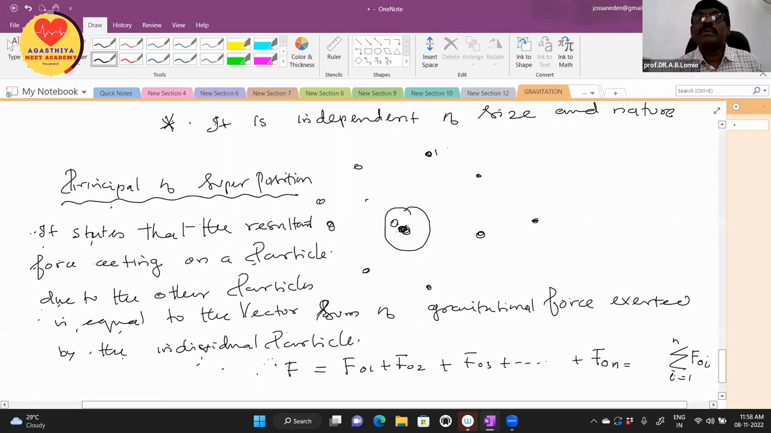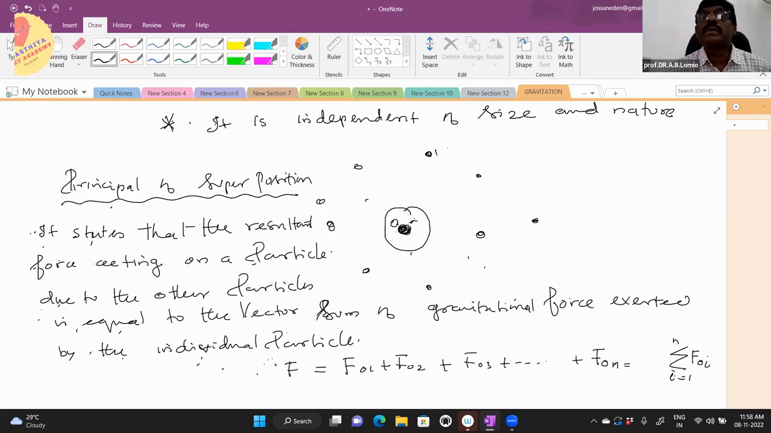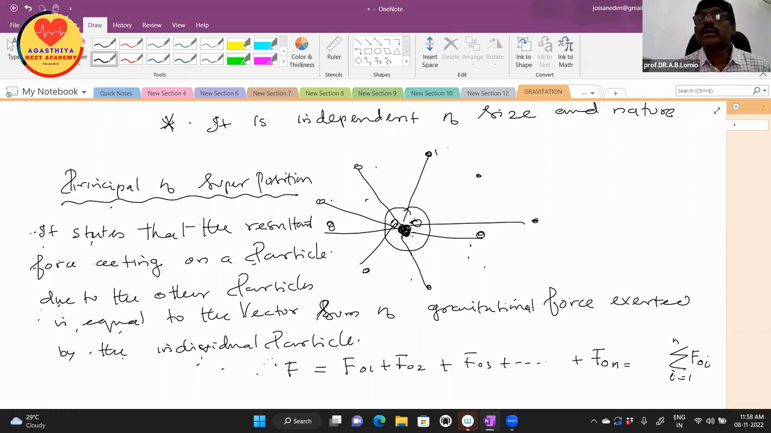To understand this concept, listen here, students. I'm taking the solar system. There are so many masses revolving. I am taking this object. The object is O. Towards this object, several forces will be exerted on it. We have to calculate the total force exerted by all the masses on the reference mass, say O.